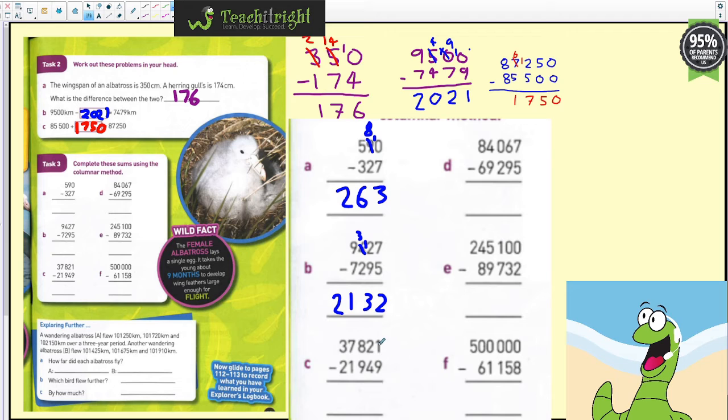Then again, we can't do 1 take away 9, so we borrow from here. 11 take away 9 is 2. 1 take away 4 we can't do, so we borrow, becoming a 7, becoming 11. 11 take away 4 we can do, so that's going to be 7. We've now got 7 take away 9 we can't do, so we've got to borrow again. Got a lot of borrowing in these. So now 17 take away 9 is 8. 6 take away 1 is 5. And then 3 take away 2 is 1.